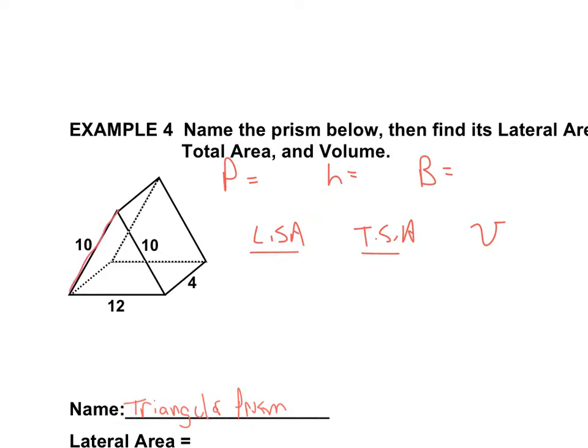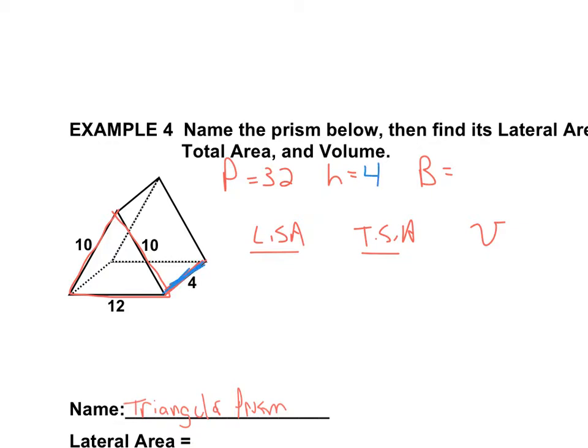Now I'm going to outline the base right here in red. It's got side lengths of 10, 10, and 12, so it looks like I have 32 for my perimeter. The height is the distance between the bases. I'm going to outline it here in blue. That's 4.